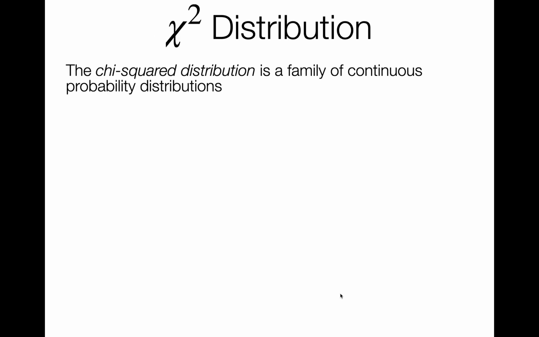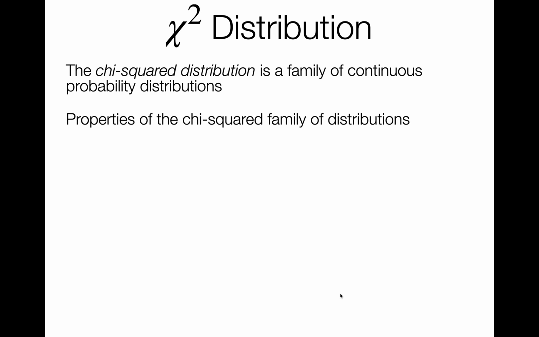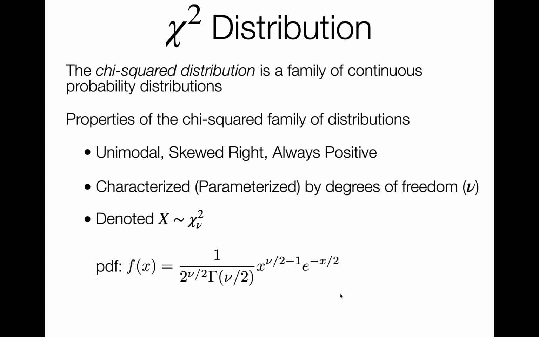The chi-squared distribution is a family of continuous probability distributions. So it's like the normal in that it's continuous. It takes values in an interval, not point values, or however we defined continuous before, on an interval. Discrete is a set of points that you can count. So it's a continuous distribution, and these are its properties.